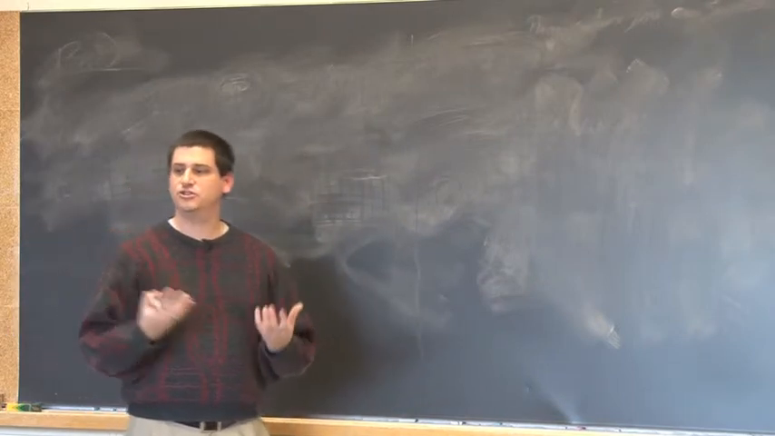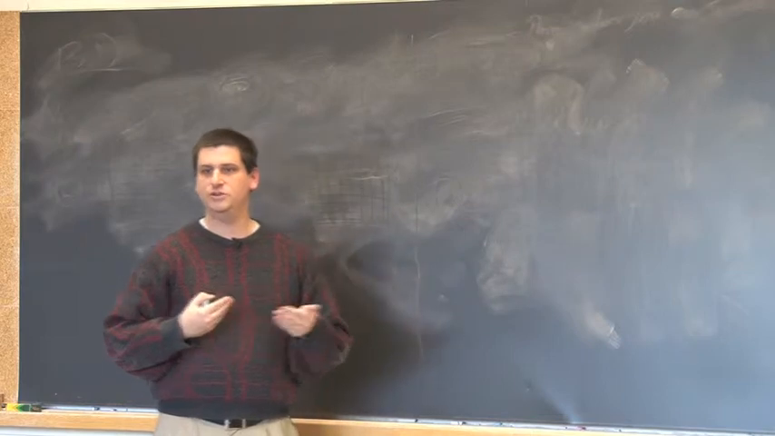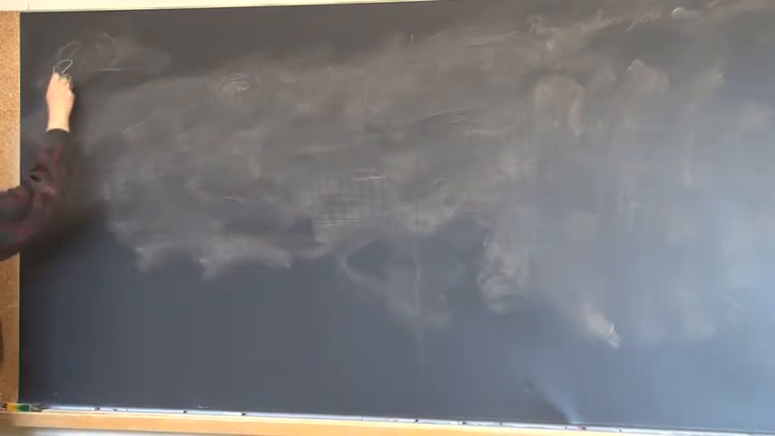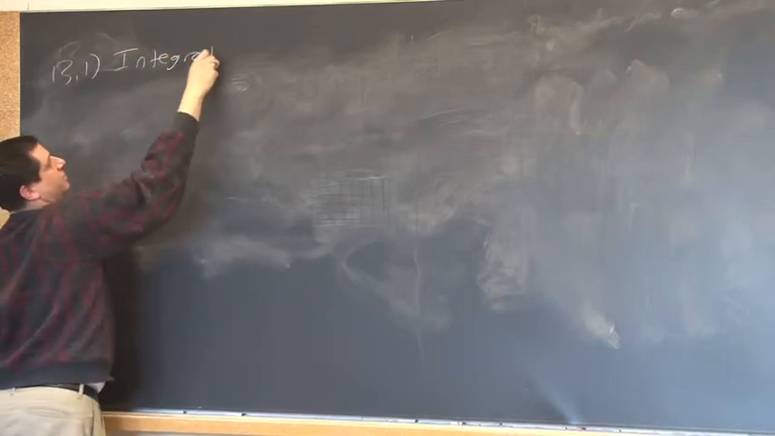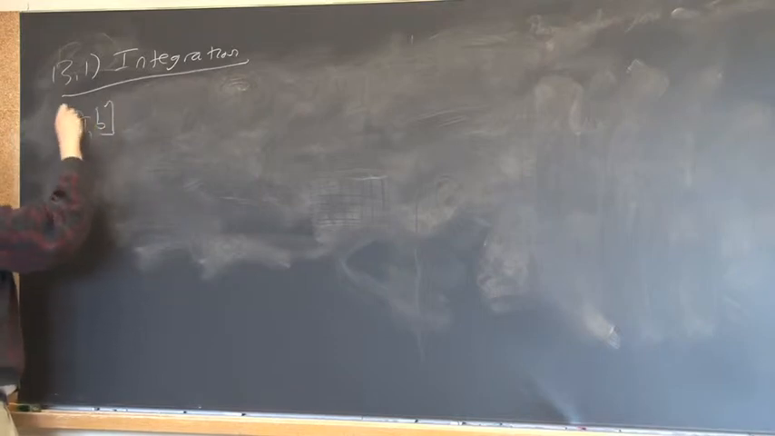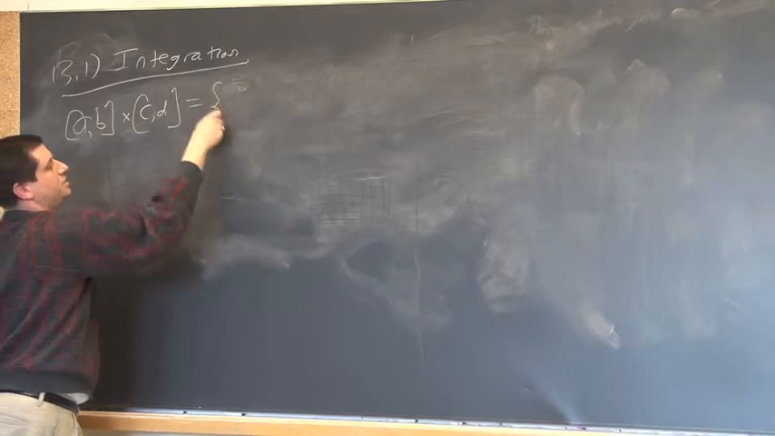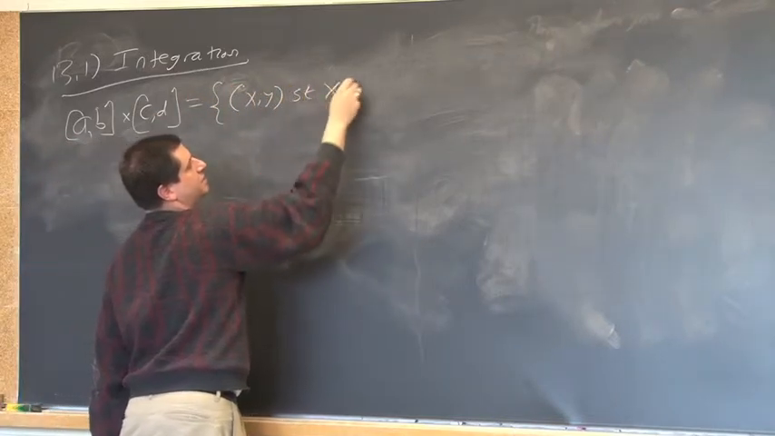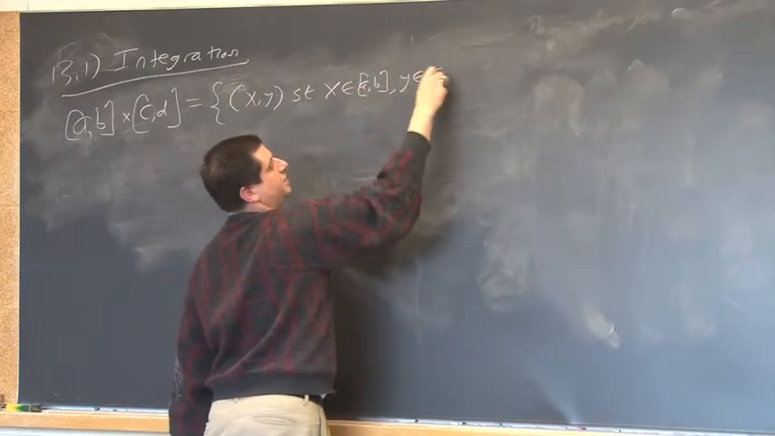Well, what's the nicest shape that you could think of for two dimensions? In one dimension, we had a straight line. In two dimensions, what would you have? So it's going to be rectangles. So [a,b] cross [c,d], this is a rectangle. It means the set of all pairs x and y such that x is in [a,b] and y is in [c,d].